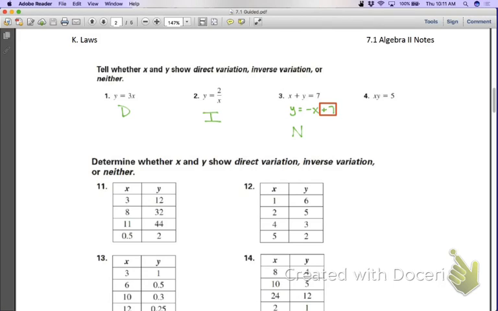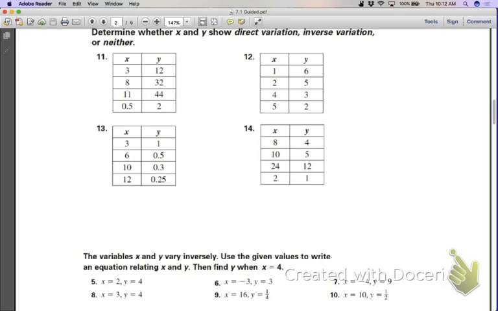Now, what about 4? Inverse, right? I just put that one on there. Okay, or one similar to it. Now, remember, y is an inverse because if I divide by x, I get y equals 5 over x, which is similar to, like, my k would be 5. Okay, so that's going to be an inverse variation.